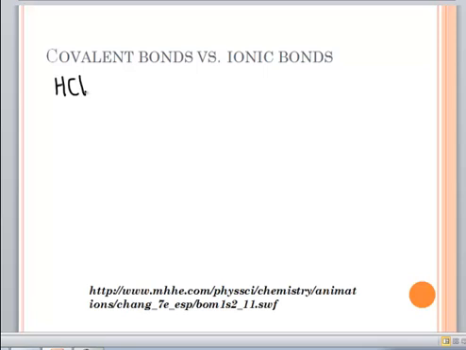It's between a hydrogen and a chlorine atom. Hydrogen has 1 valence electron, and chlorine has 7: 1, 2, 3, 4, 5, 6, 7. So ideally, the chlorine will grab the valence electron from the hydrogen to get to 8.